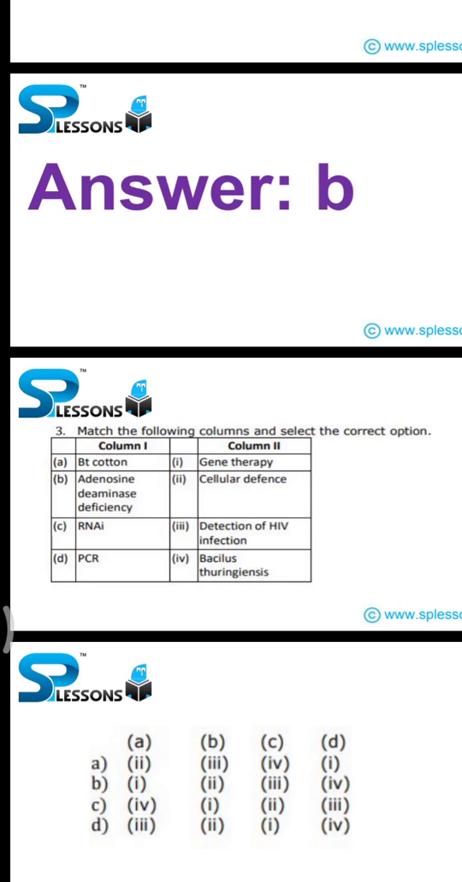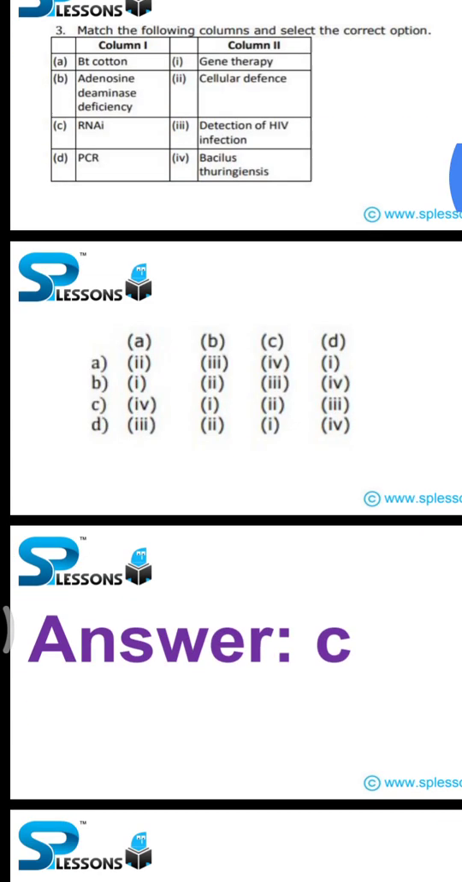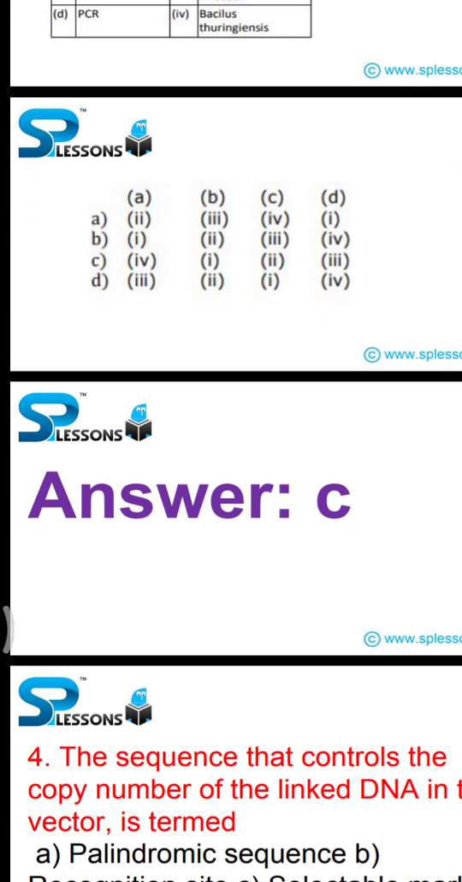Here another match the following question is there. In column 1, option A Bt cotton, option B adenosine deaminase deficiency, option C RNAi, option D PCR. In column 2 we have Roman number 1 gene therapy, 2 cellular defense, 3 detection of HIV infection, 4 Bacillus thuringiensis. And the options are option A 2341, option B 1234, option C 4123, option D 3214. And the answer is option C 4123.